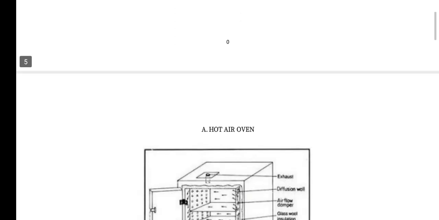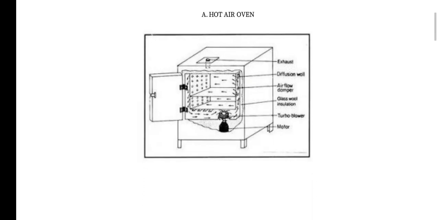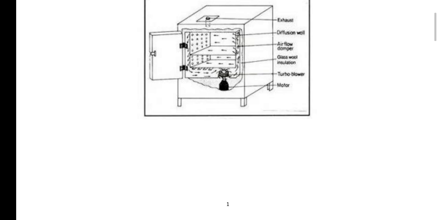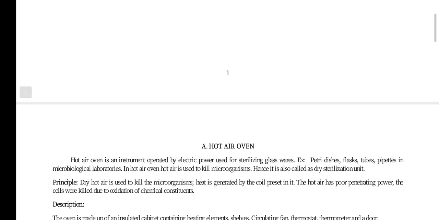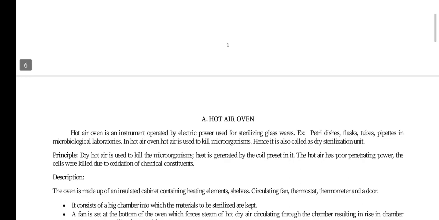Today in this class I am going to explain about the hot air oven. Hot air oven is an instrument operated by electric power used for sterilizing glasswares.